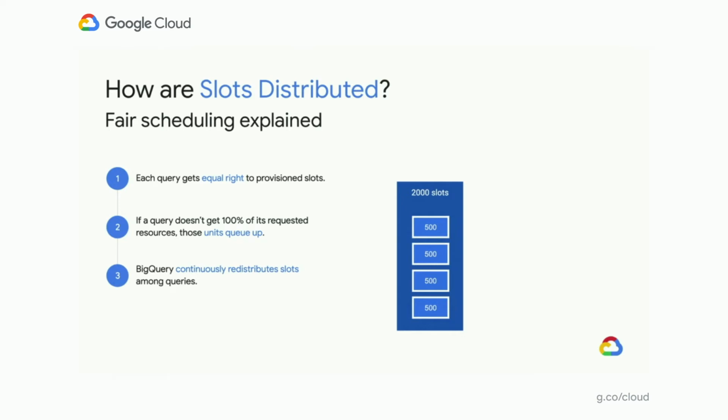Now, if a small query comes in, it doesn't have to use its equal share. It potentially could use only a single slot if it's a small query. Or on the opposite end of the spectrum, a query could request millions of slots, but they get equal rights to the capacity that's available. Now, I've mentioned this before already. If a query doesn't get 100% of its requested slots, those slots just kind of queue up, right? So it will burn through that pent-up capacity as slots become available.